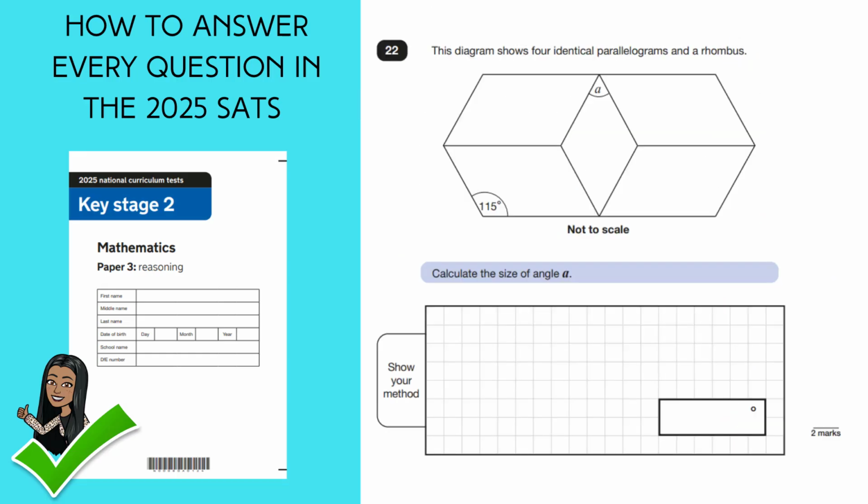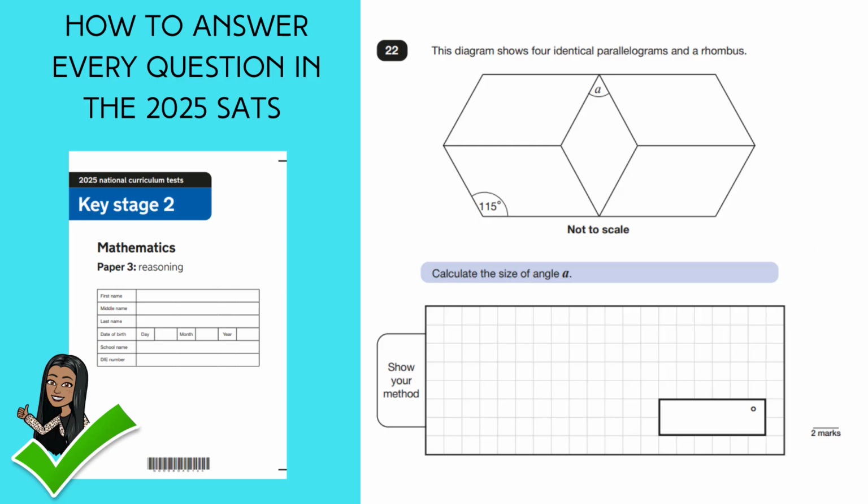Question 22. This diagram shows 4 identical parallelograms and a rhombus. Important to note it's not to scale. This means don't try and use your ruler or a protractor to do any calculating. You're using your understanding of the properties of polygons. Calculate the size of angle A. Now the fact that these are all identical parallelograms is what is going to help us to calculate this.